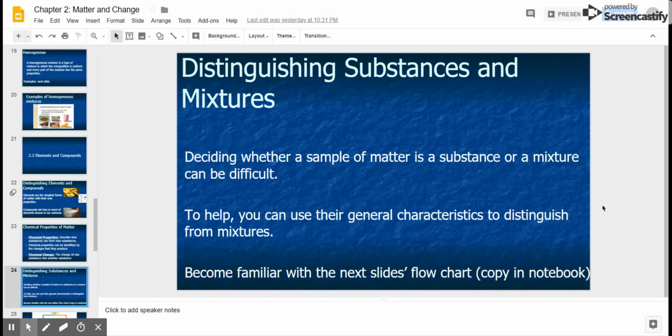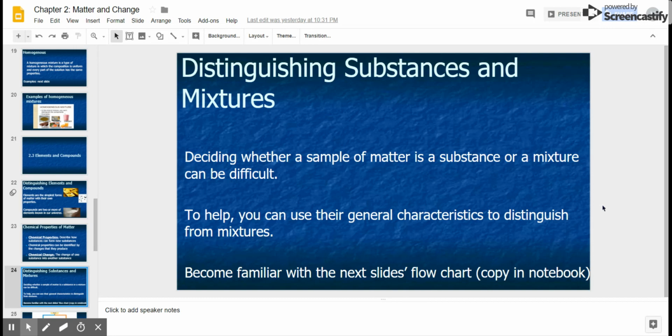So maybe something that you guys might need to practice is distinguishing between pure substances and mixtures. Remember, in mixtures, we have homogeneous and heterogeneous mixtures, whereas with substances, we could have a pure substance such as sugar, right? Sugar is a pure substance because it's uniform throughout, and it's a substance, not a mixture. We're not mixing anything to compose sugar. We just have one compound.